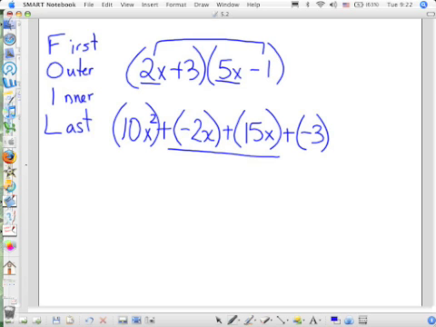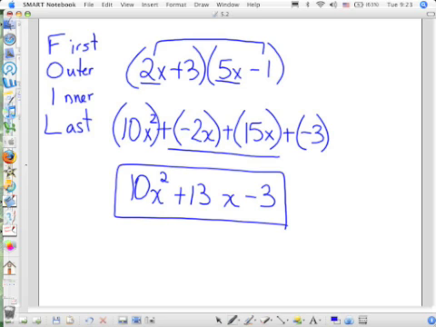99.99999% of the time, we're going to have to do an extra step here to combine the middle terms, because our middle terms will be alike. So I'm going to have a family of x squared, a family of x that I need to combine together because it's negative 2 plus 15, which gives me plus 13. And then I have my constant on the end.